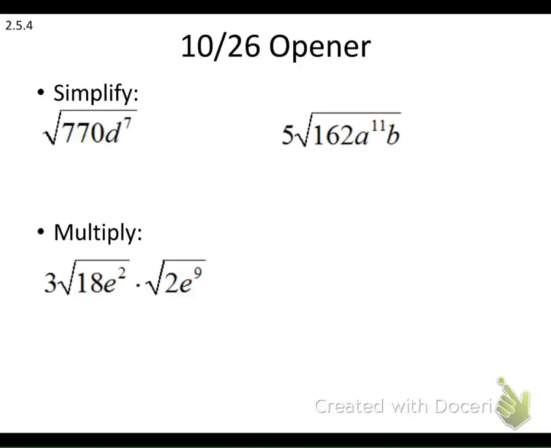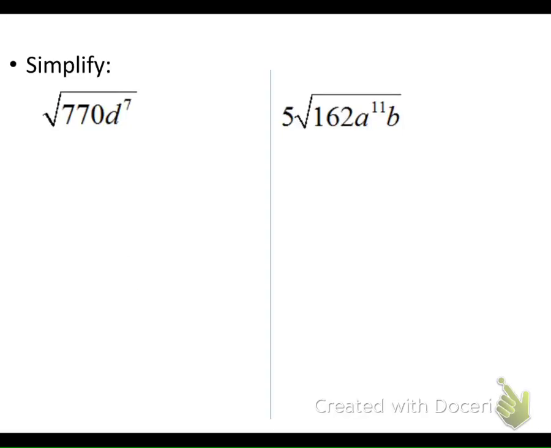So, although today is 10/31, we're going to do the 10/26 opener, which is going to be the review before we take the simplifying square roots with variables quiz. The first two problems, we're just simplifying square roots. You guys know how to simplify square roots already. The only new thing that's getting thrown in there is going to be the variable.